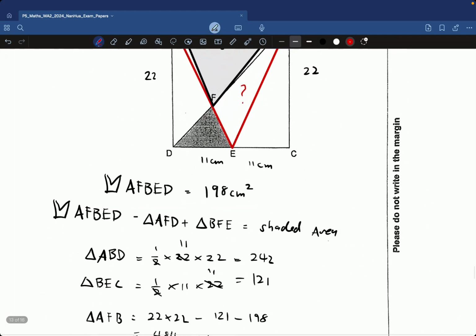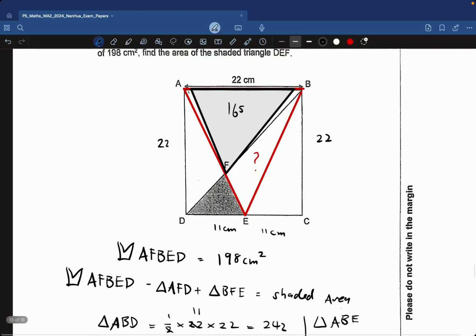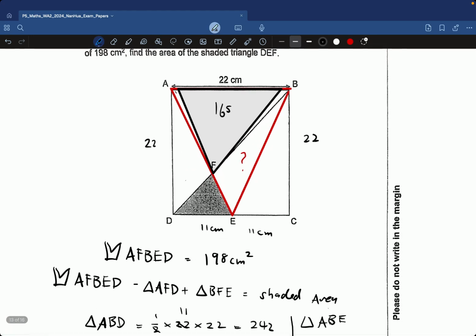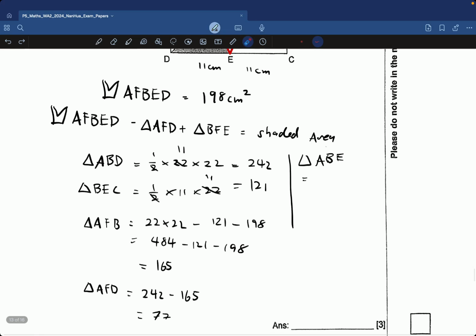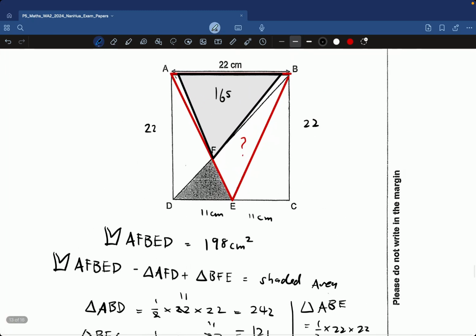So let me do this over here. So triangle ABE is equal to, so let's see, ABE. All right, so we have ABE, which is basically the base over here is 22, and then the height itself is in the middle, which is the same height as the square. So it's basically half times 22 times 22. Okay, I think we know the answer to that. So half times 22 times 22 is equal to 242, right? Now we know what's the whole ABE.